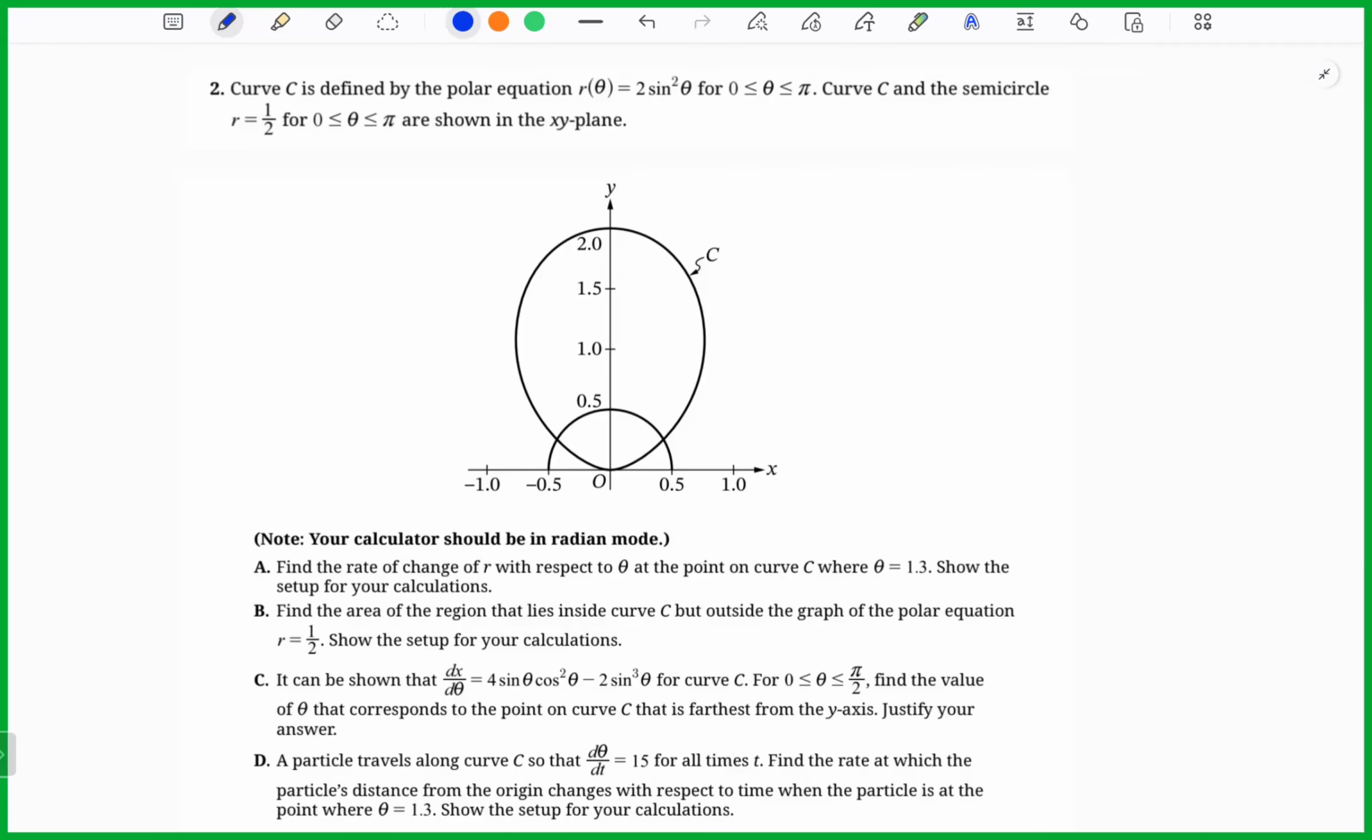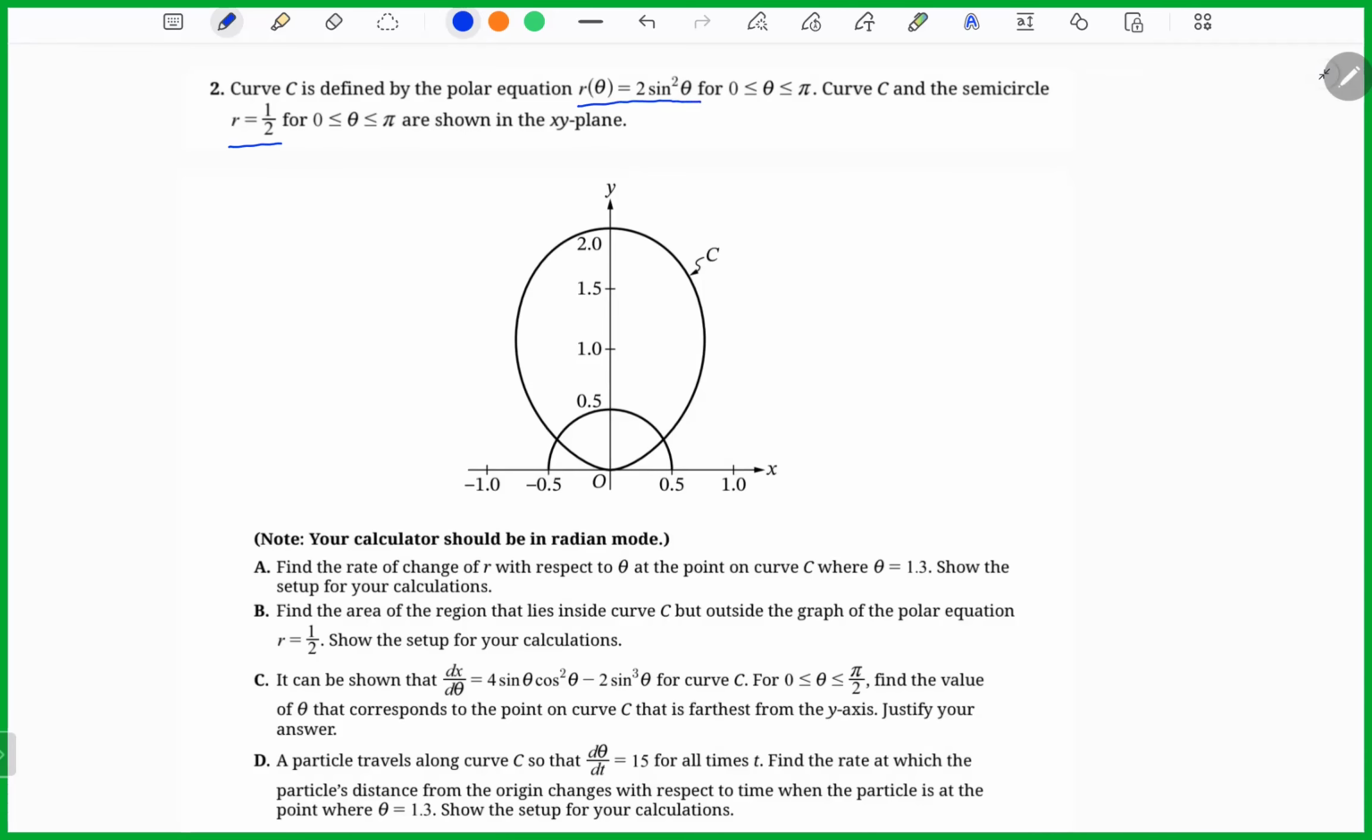Let's dive right into problem 2 on the 2025 CompBC FRQ. First thing we'll note, of course, is that this is a calculator question. So we're given a curve C, which is defined by the polar equation r of theta is equal to 2 sine squared theta, and that intersects with the semicircle r is equal to 1/2.